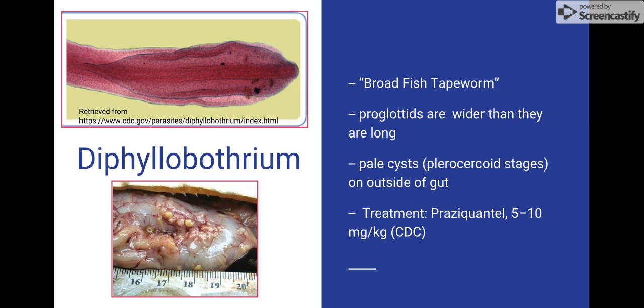The second tapeworm is called the broad fish tapeworm, and it's called this because the proglottids are wider than they are long, so they have a broad shape. It creates pale cysts on the outside of the gut, which you can see here.